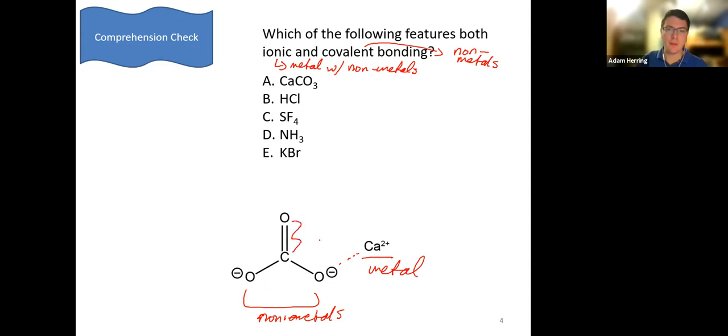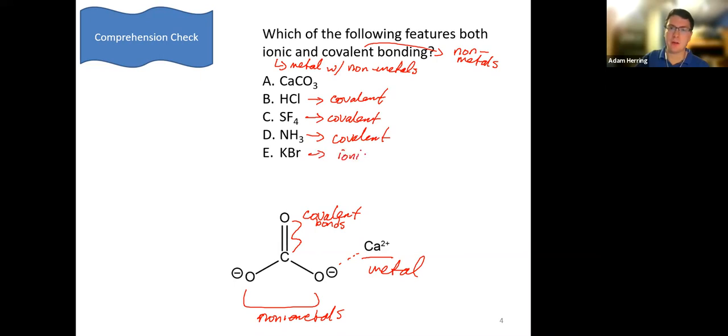However, within the carbonate, we have covalent bonds between the carbon and the oxygens, and that's due to the fact that they're both nonmetals. So this has both ionic and covalent bonding. If we wanted to classify the others, this would purely be covalent bonding. Remember, hydrogen is a nonmetal. Sulfur tetrafluoride is only covalent bonding. Ammonia is only covalent bonding. And potassium bromide is only ionic bonding.